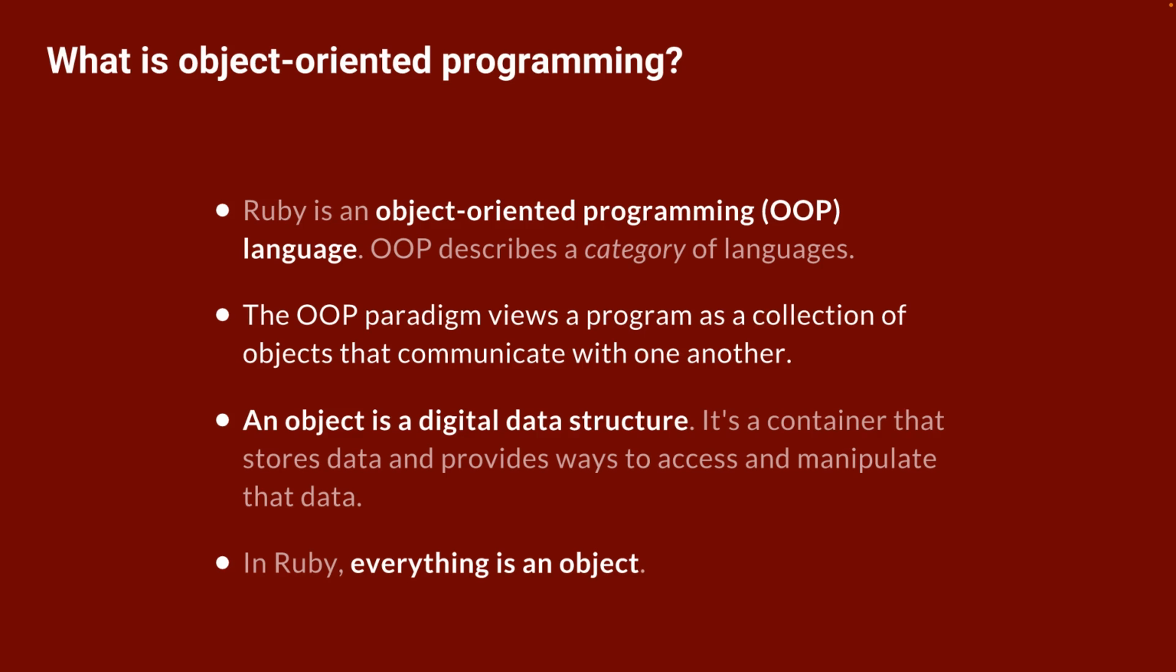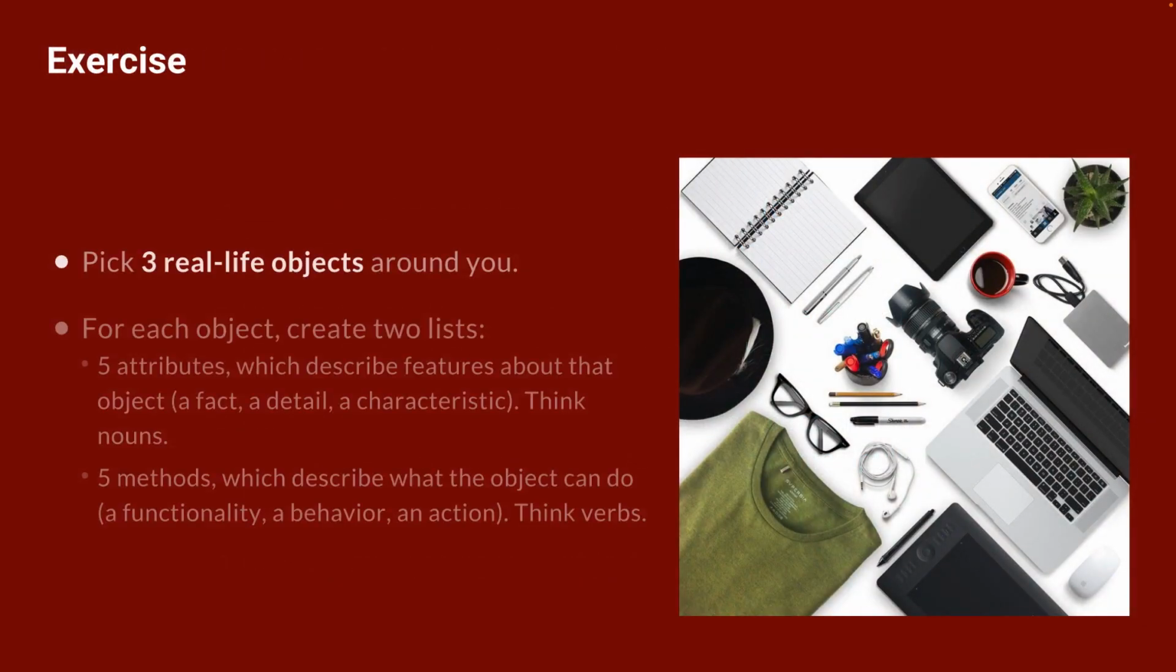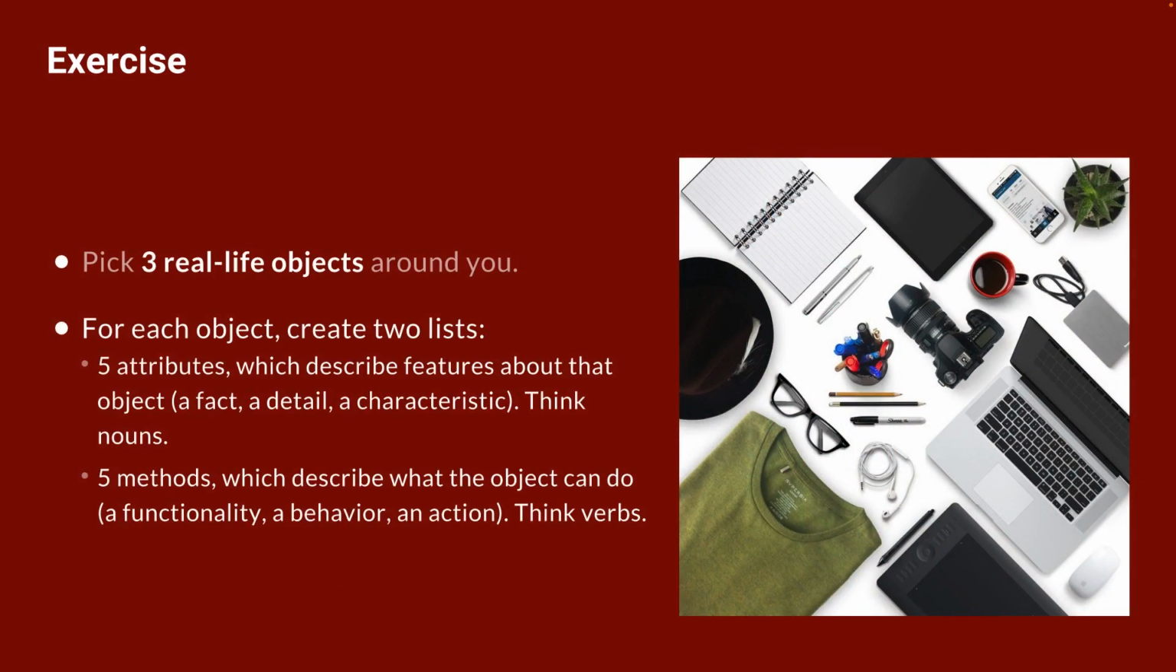But to get to the heart of this lesson, what I want to do is a little bit of a mental exercise that will start to get us thinking in a Ruby mindset before we even write any bit of code. So here's what I want you to do. I want you to pick three real-life objects around you. In the picture on the right, you can see a wide variety of different objects that I have right there. You're welcome to pick whatever you want.